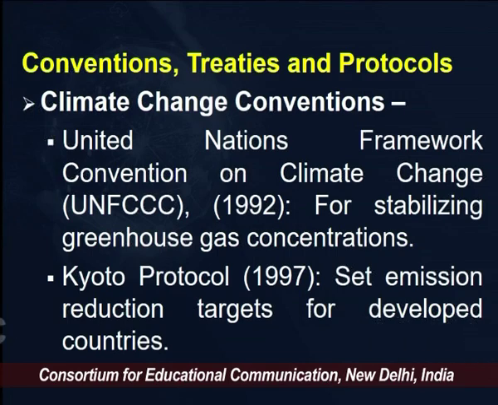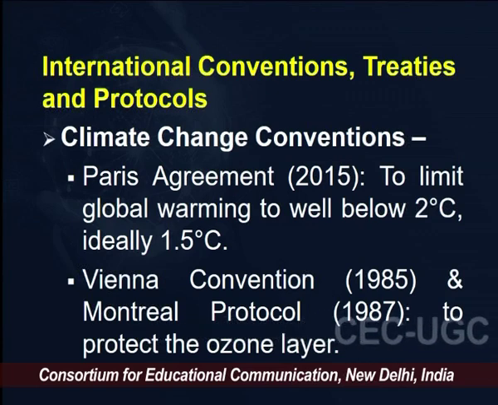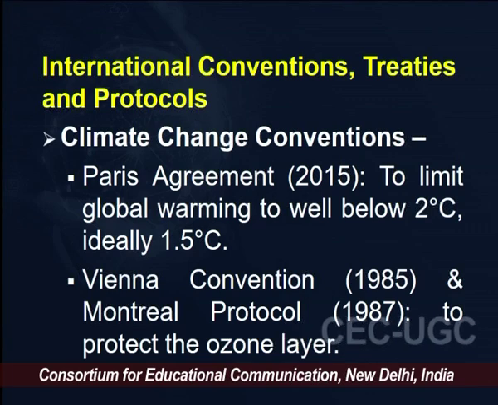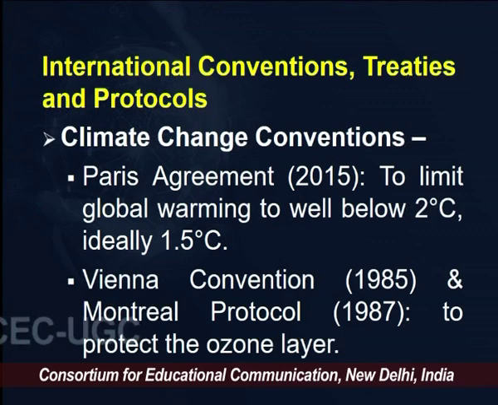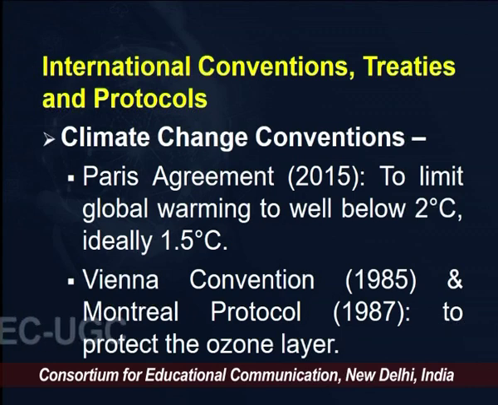for developed countries. Another one was the Paris Agreement 2015, and it is also of great importance because here they agreed to limit global warming to well below 2 degrees centigrade and ideally reduce it to 1.5 degrees centigrade. Vienna Convention of 1985 and Montreal Protocol of 1987, the main agenda was to protect the ozone layer. So, they decided on the steps to be taken by the member nations to protect the ozone layer.